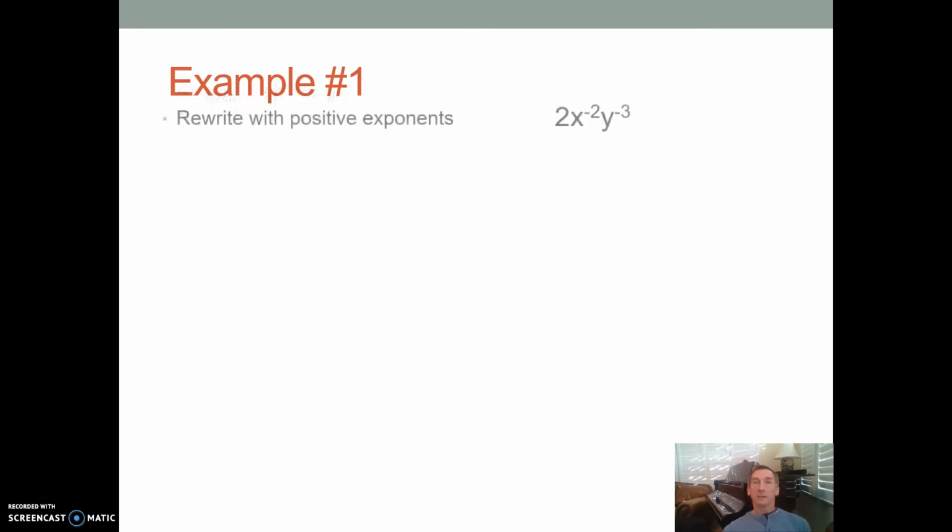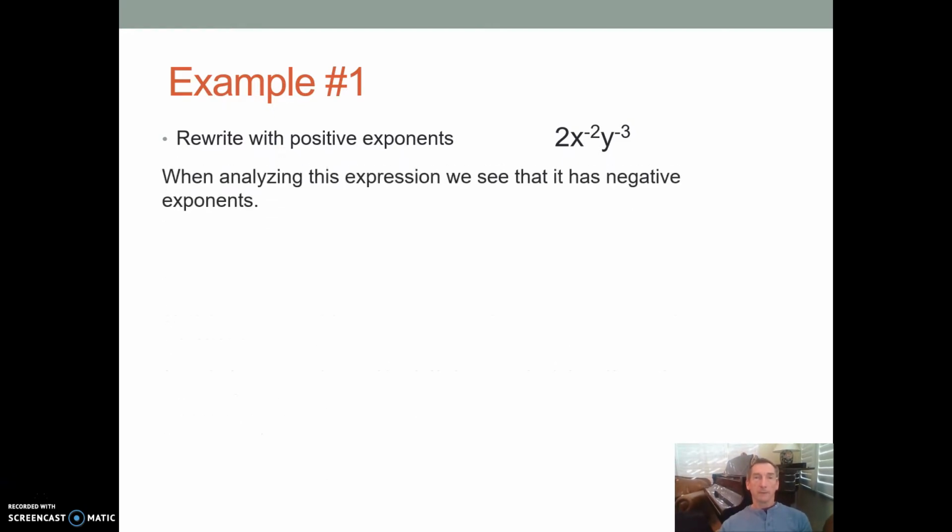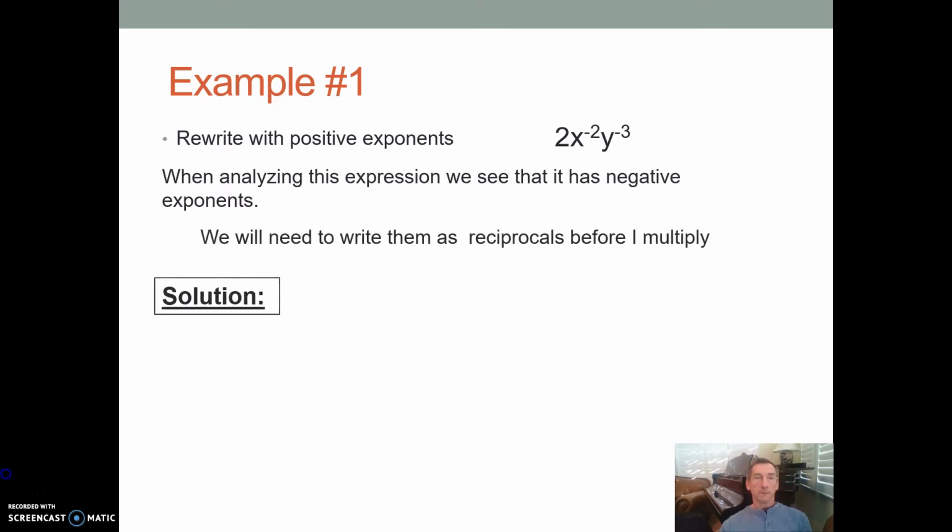Let's take a look at some examples here. Let's rewrite with positive exponents. This may look complicated, but it's really quite simple when you break it down and follow the rules that we've just discussed. We're going to get rid of those negative exponents, and to do that, we write the reciprocal form. So, 2x to the negative 2, y to the negative 3 becomes, again, each individual term with a negative exponent, we write the reciprocal, which is 2 times 1 over x squared times 1 over y cubed. Quite simple. Let's take a look at another one here.